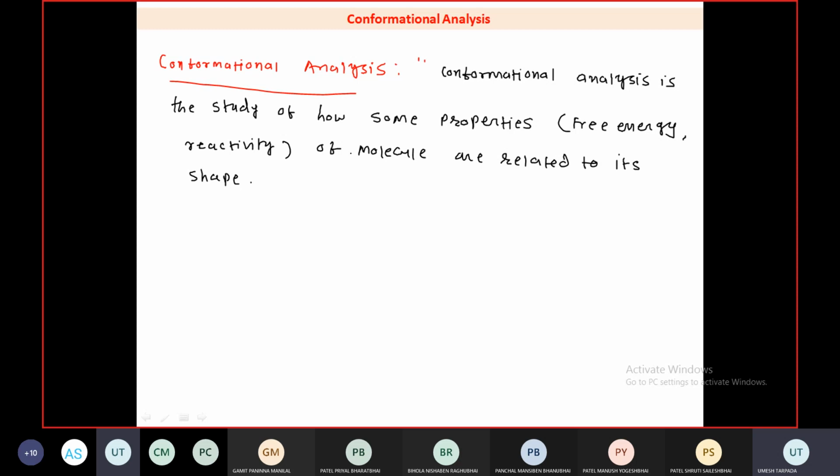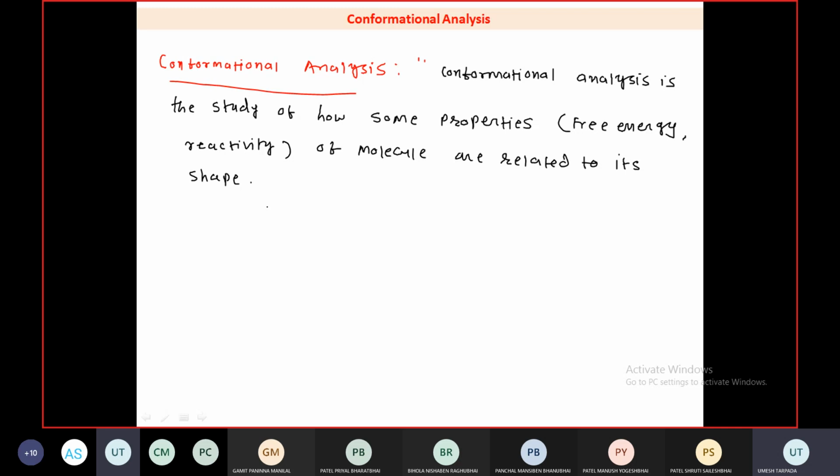You know that sometimes the cis geometry is less stable as compared to trans geometry because of the steric interaction. So such a type of study you can make using its shape. So that is what we call conformational analysis. So one important parameter is this one.